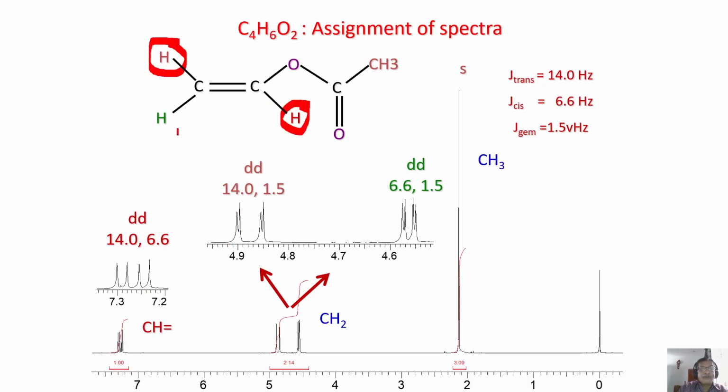Now what is left? Only this. So what type of coupling can this proton experience? It can experience a vicinal coupling with this proton of 6.6 hertz and a geminal coupling of 1.5 hertz. So this is a small spread, a first doublet of 6.6 hertz and a further doublet of doublet because of geminal coupling, and this type of pattern can be assigned to this proton. You understand how to do that?